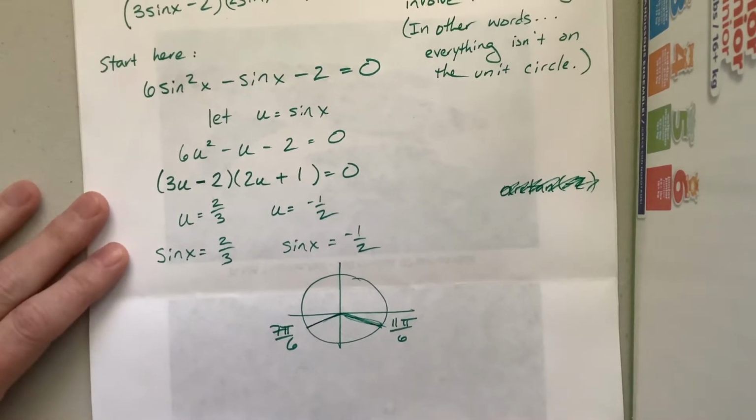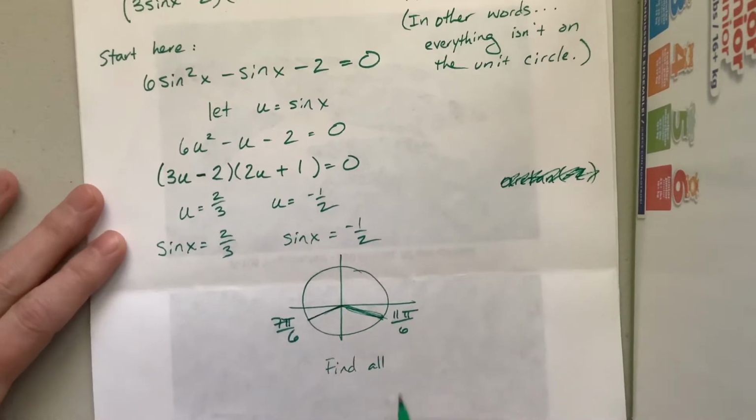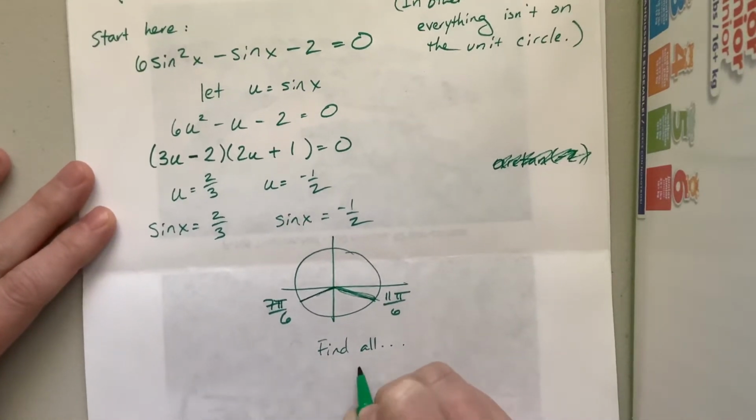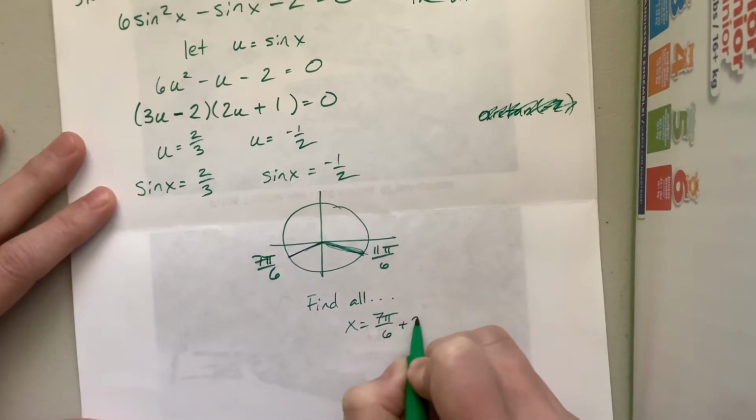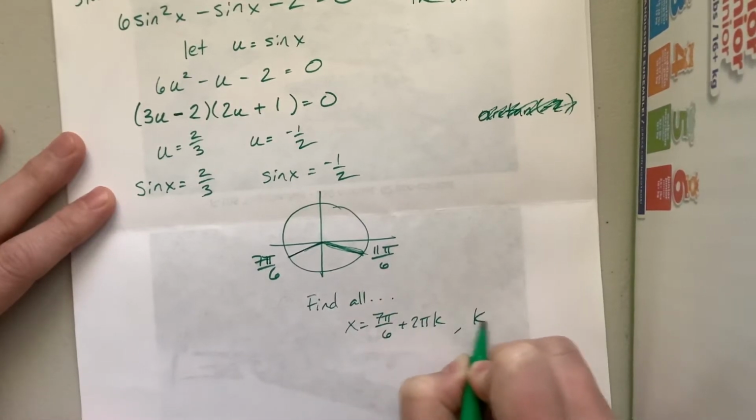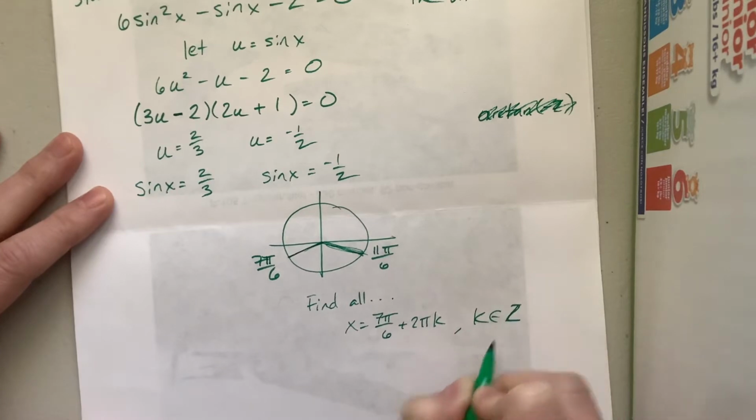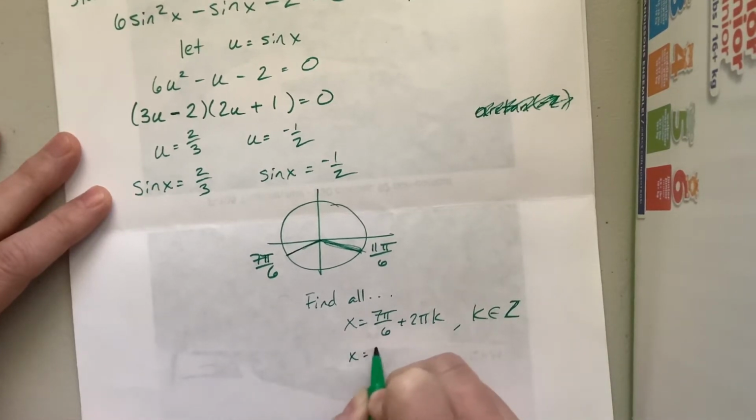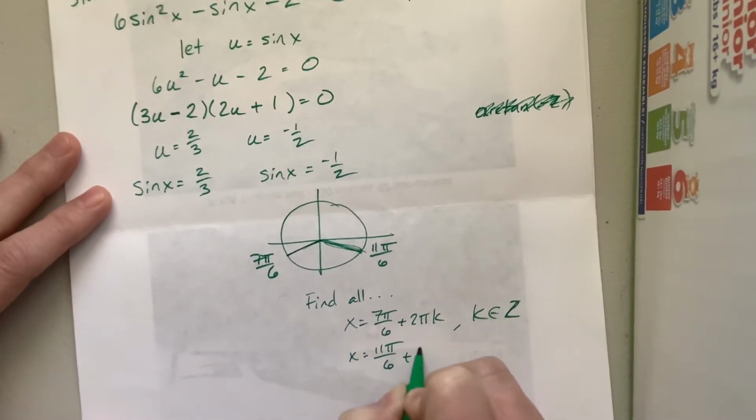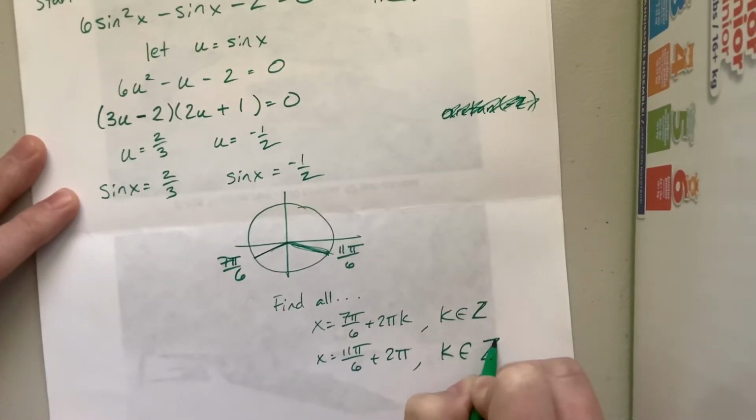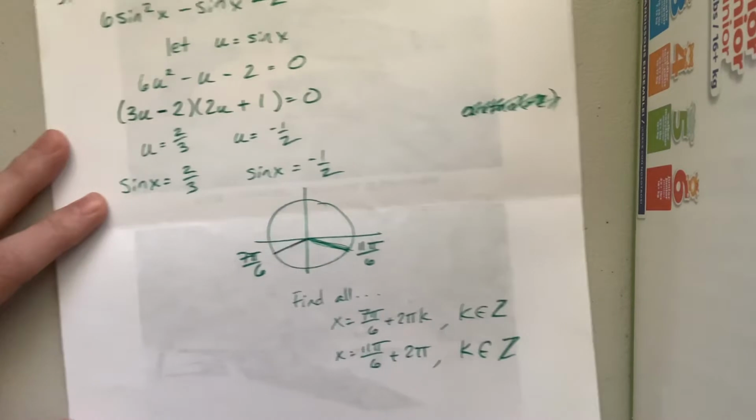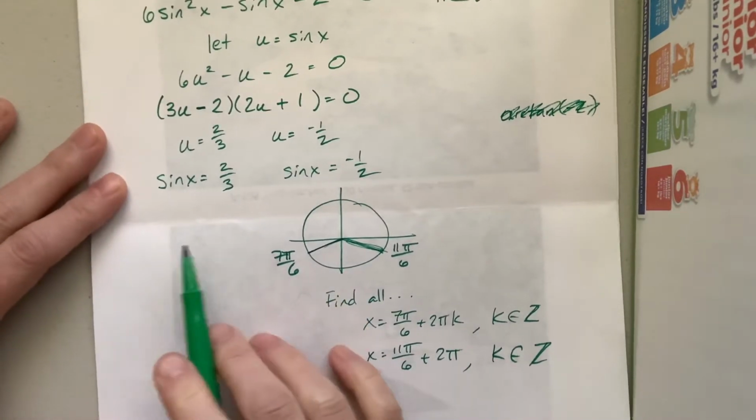If they ask for all of them, if they say find all, then we would have that x is equal to 7 pi over 6 plus 2 pi k, where k is an element of the integers, and 11 pi over 6 plus 2 pi k. Once again, k is still an element of the integers. But there's more answers from this part of the problem.